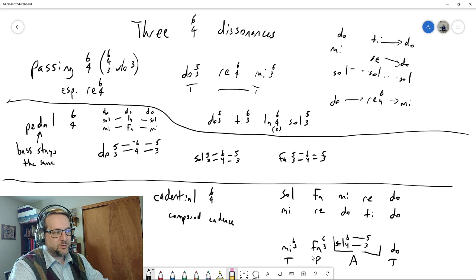And this sol 6/4 chord here is called a cadential 6/4. And it resolves to the 5/3. It's almost like half of a pedal 6/4 chord, right? Just sitting on top of, and it happens in a cadence, in a compound cadence. That's why we call it a cadential 6/4. It takes place in a cadence.